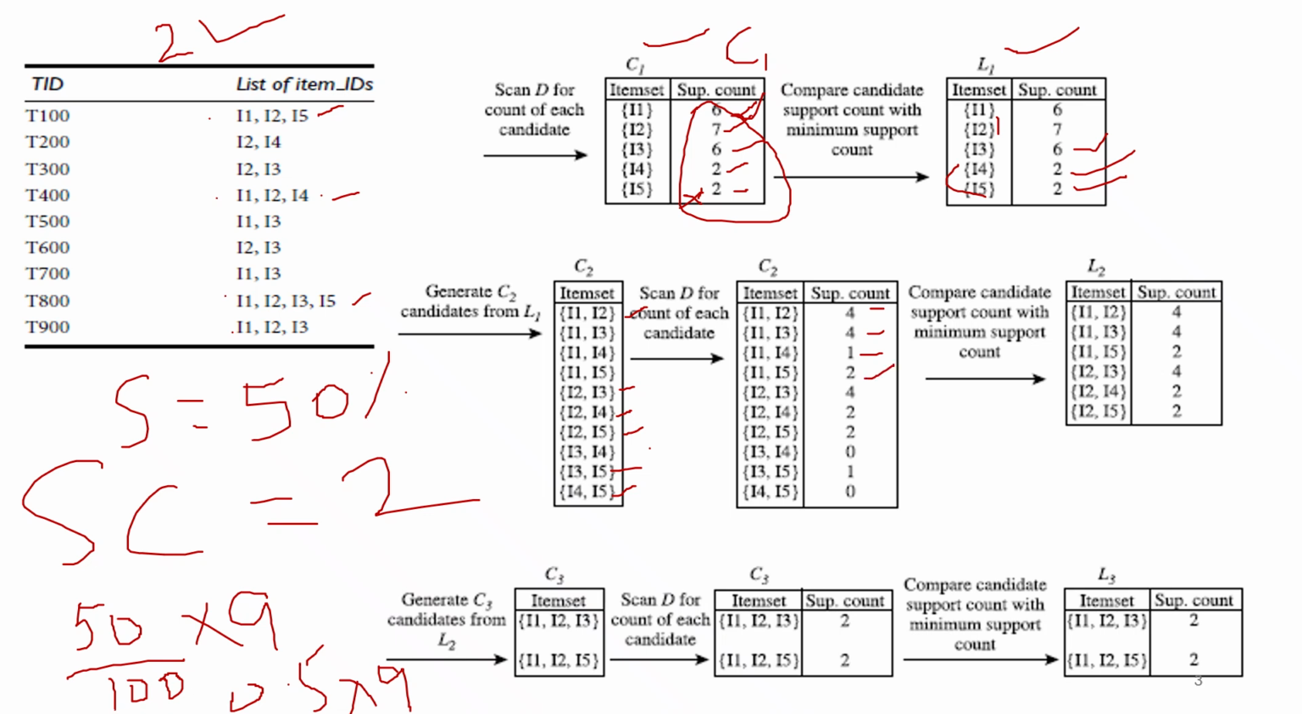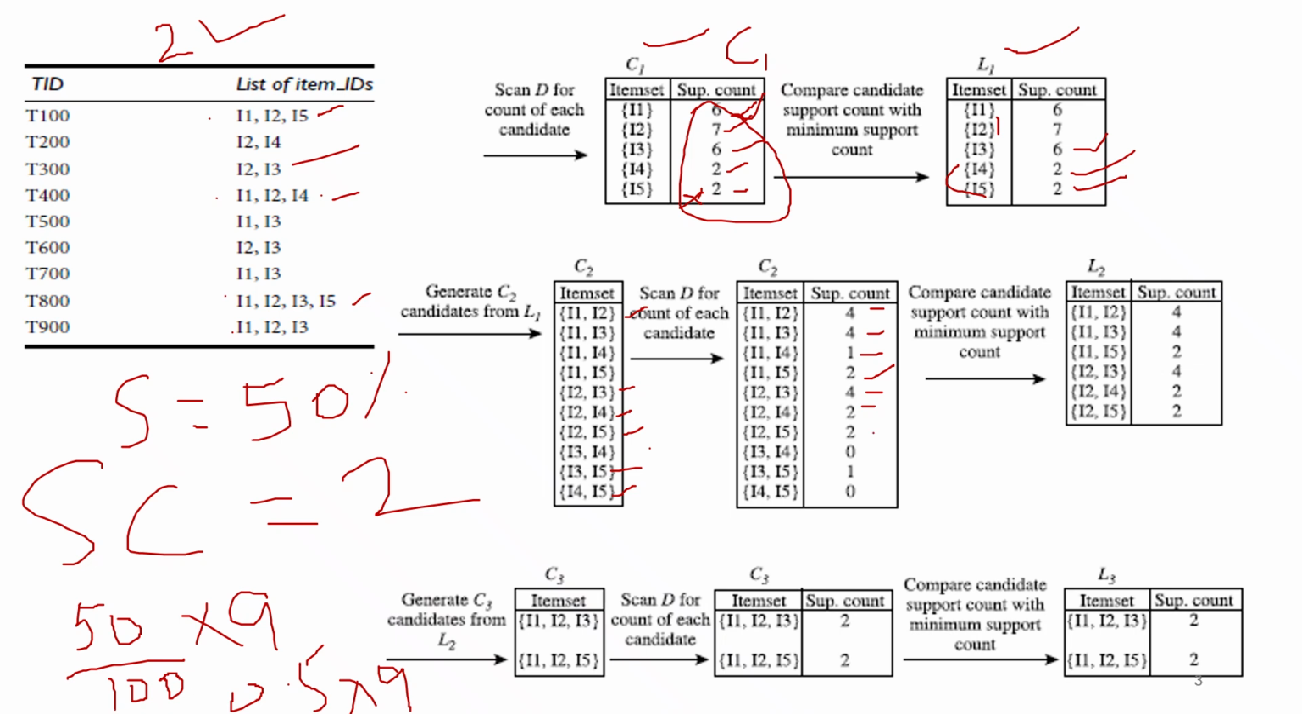Then I2, I3: I have 1 here, 1 here, 1 here, and 1 here, so we have 4. Then I2, I4: we have 1 and then 2, that's all, so I have only 2. And then I2, I5: I have 1 here and 1 here, which is 2.